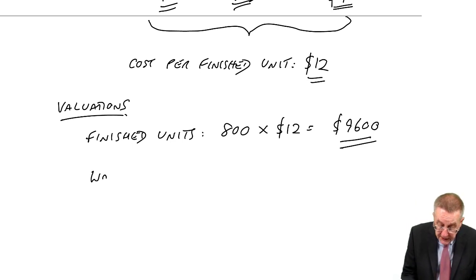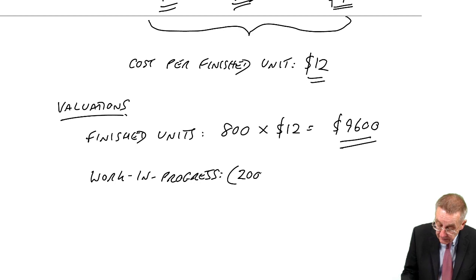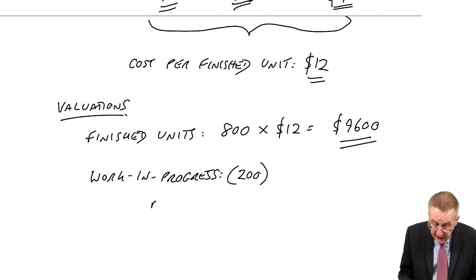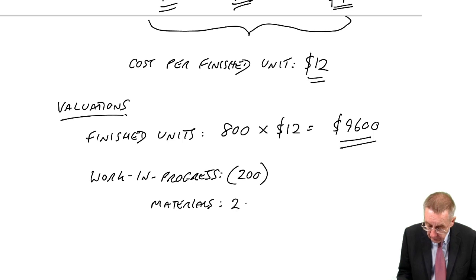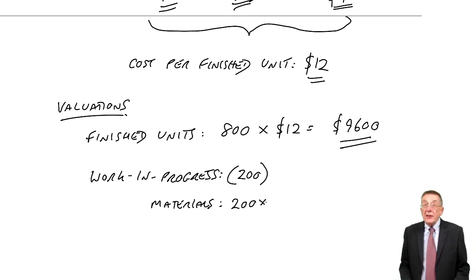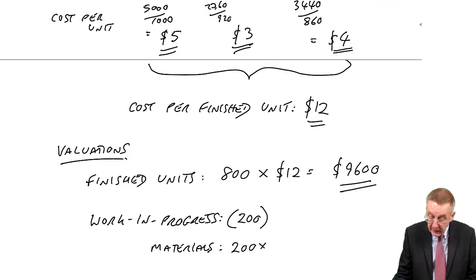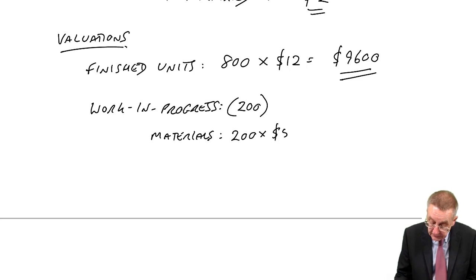What about the work in progress, though? The WIP. There were 200 units, but how are they going to be valued? Well, we're going to have to do it bit by bit. As far as the materials are concerned, well, they've had the full work, 100% work done for materials, and so they'll be valued at the full material cost of $5.